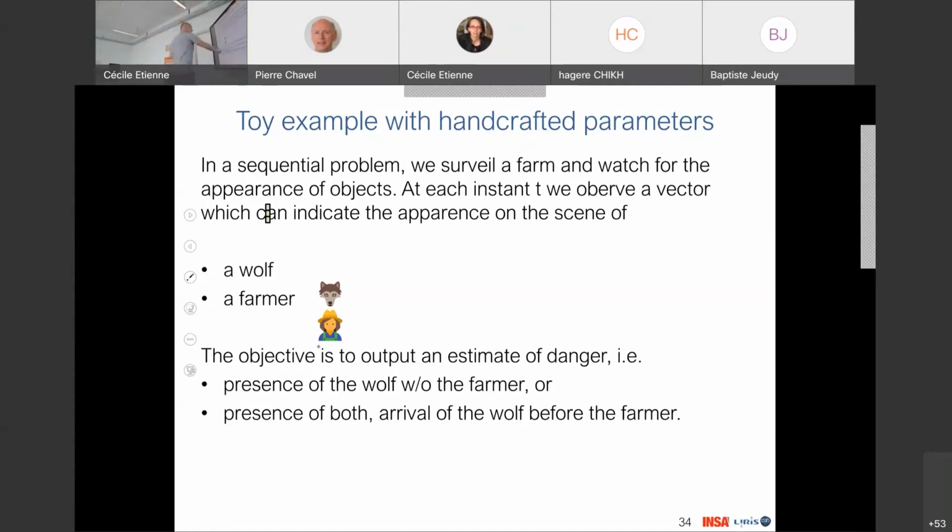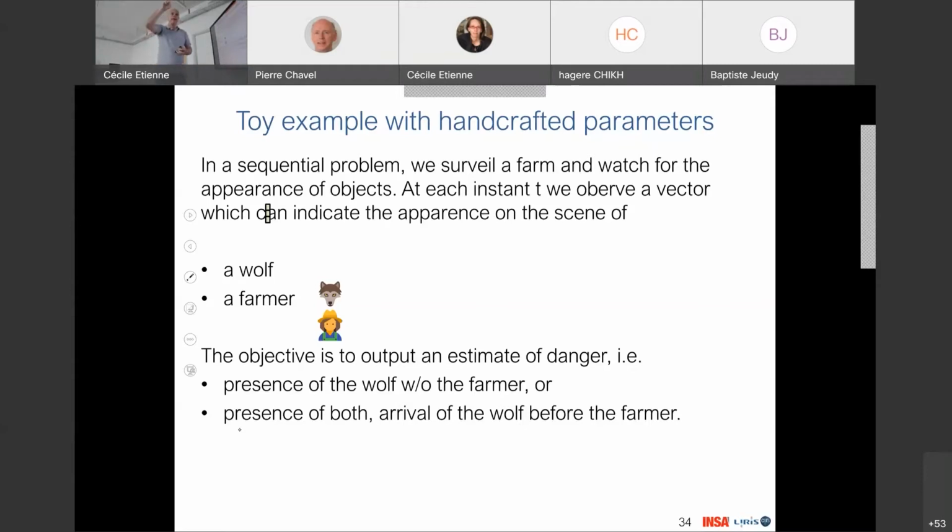So in two cases, if there is a wolf without the farmer, or if both are present, but the wolf arrived before the farmer because there was danger and the farmer needs to be alerted to search for dead chicken or something. In this case, we would like to have some output. Okay, so this is a sequential decision problem. In each time instant, we have input, and this input are observations.